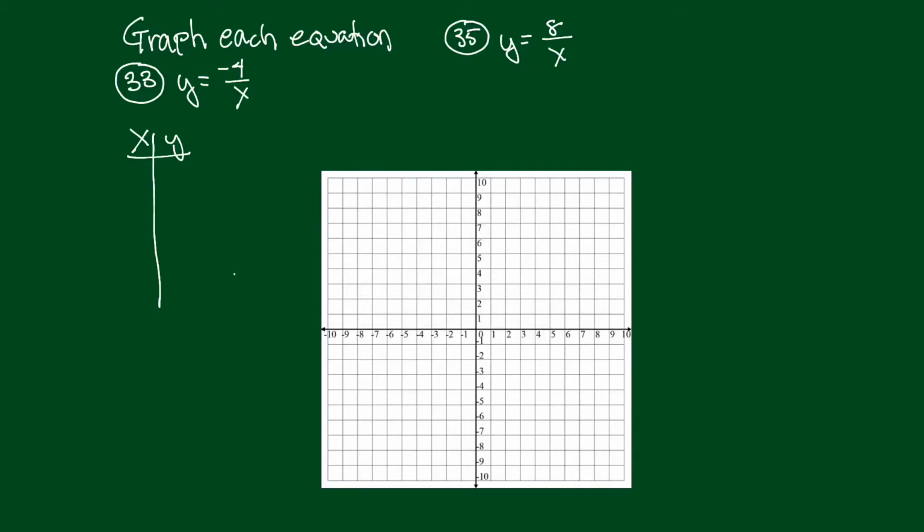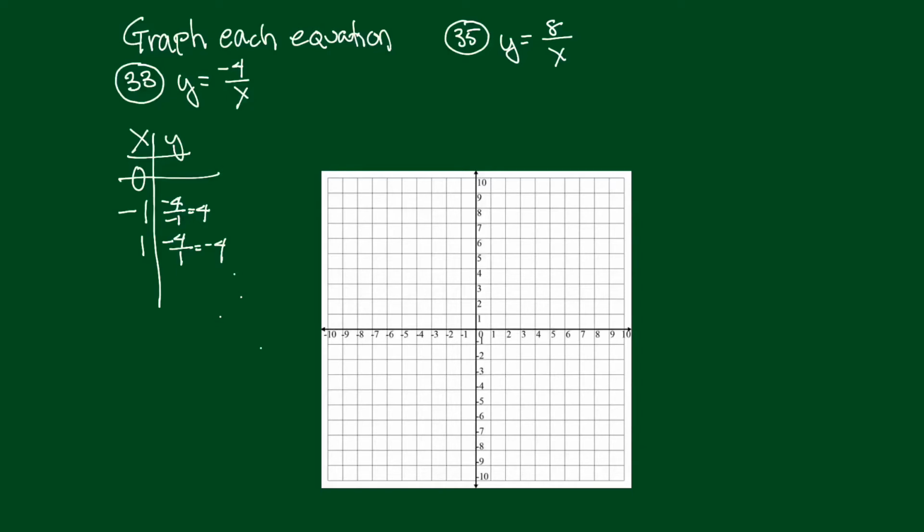Why don't we start now? Can we start at 0? No, because what happens at 0? We get undefined. So let's go to the left one and to the right one. So how about if we go to -1 and +1? Now if we put -1 in here, we'll get -4 over -1, which will give us 4. And if we put 1 in, we'll get -4 over 1, which is -4.